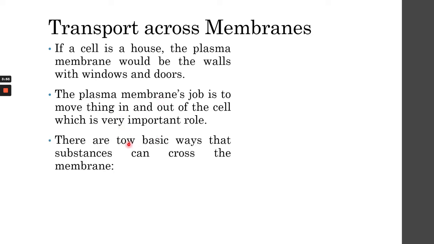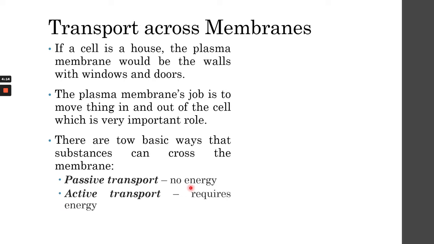There are two basic ways for substances to cross the membrane. So one is passive transport. One of the things that I want you guys to remember in passive transport is that it requires no energy. So when we transport materials, we do not need energy to do so. The second one is what we call active transport, wherein it requires energy before we can move a molecule or a particle from one side to the other side, or across the cell membrane.